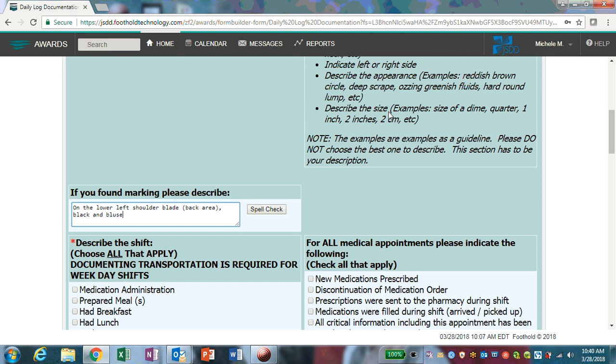Black and blue bruise. And describe the size. About the size of a quarter.